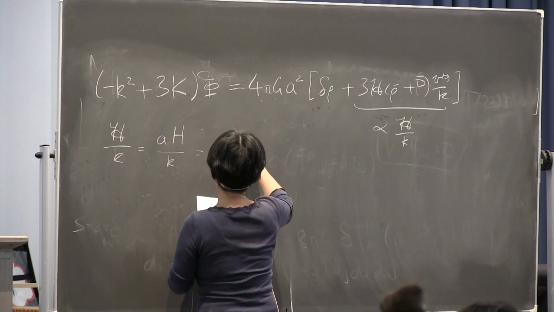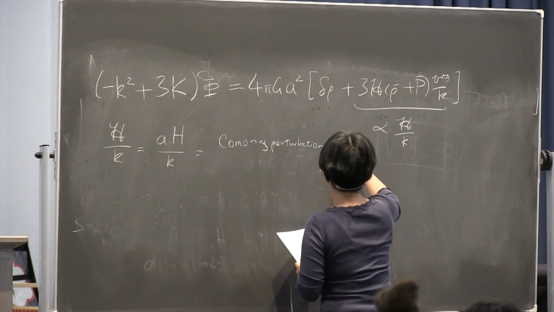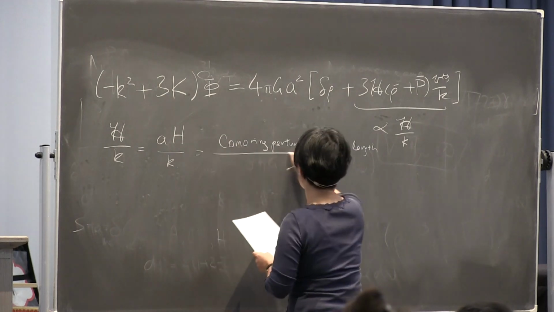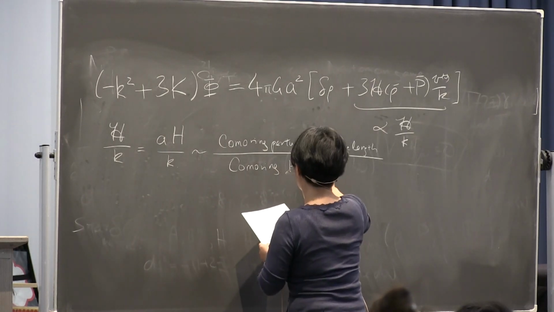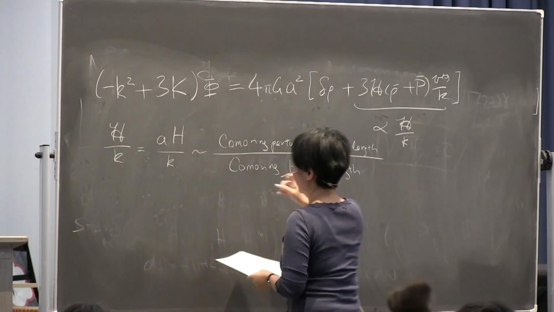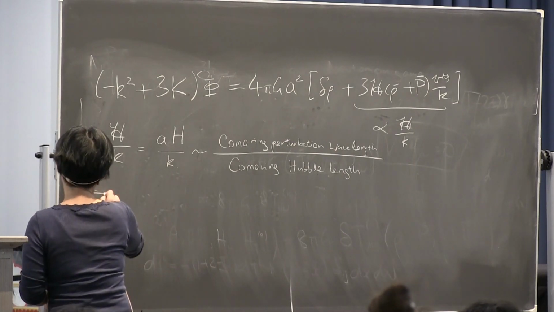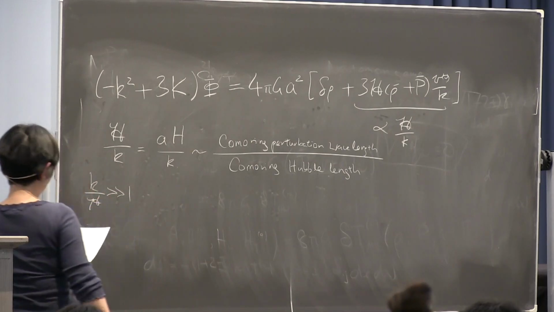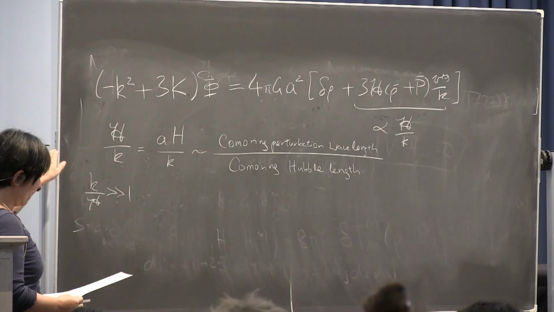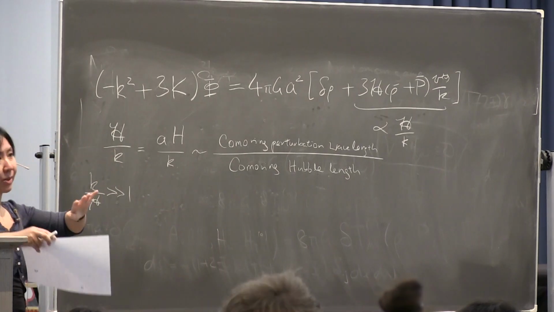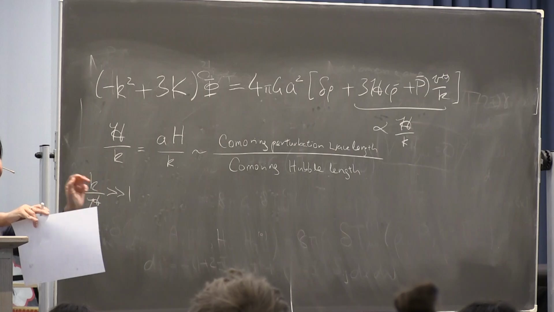I'm comparing the co-moving perturbation wavelength with the co-moving Hubble length. And I have two limits for this. I could have k divided by curly h being much, much larger than 1. Okay, so k is much larger than curly h. In this case, what we're dealing with are length scales that are much smaller than the co-moving Hubble length.